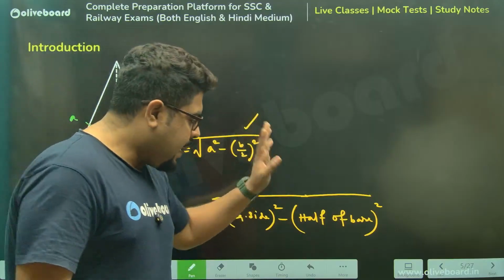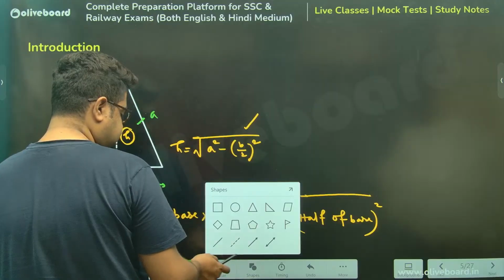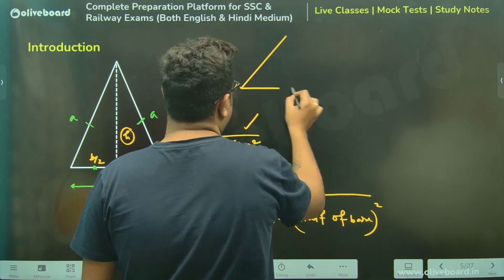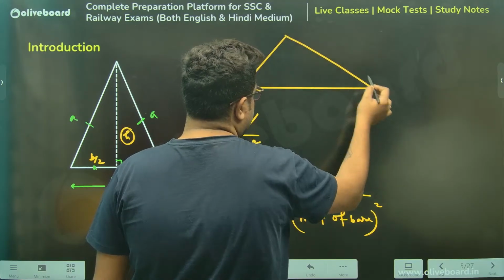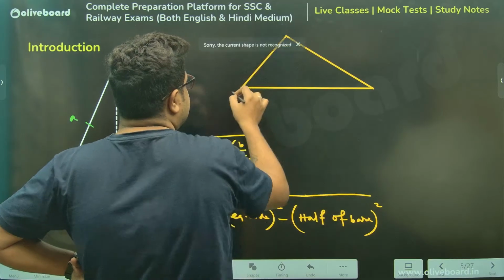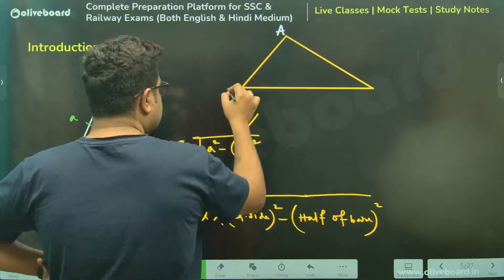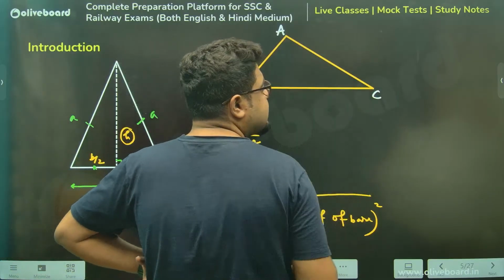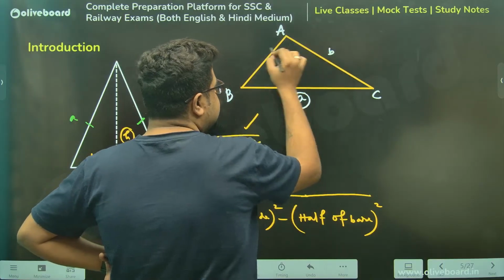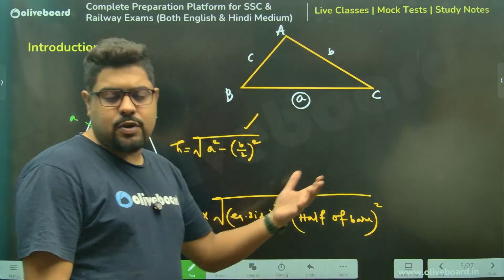Now, apart from this, there is another type of triangle that we all know. What is that type? That is called the scalene triangle, right? For scalene triangles, we generally call the side opposite to A as length A, this is B, this is C. For scalene triangles, we use something called Heron's formula to figure out the area.